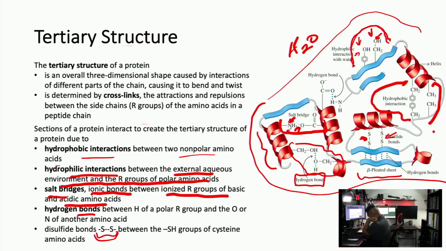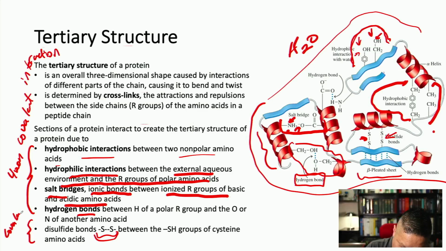Those are the examples of the four non-covalent interactions. I like to call these the four non-covalent interactions. And then the one covalent interaction that holds the tertiary structure of proteins and amino acids together.